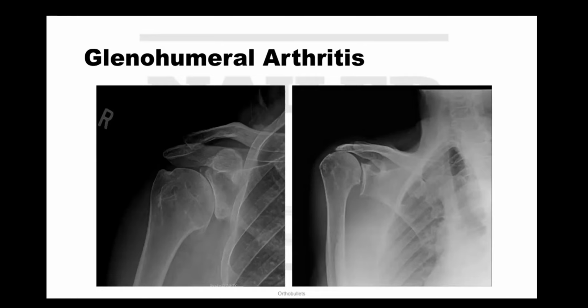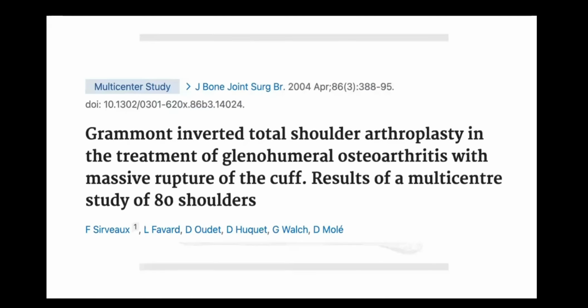Great. Yeah, thank you for that background. So with all that being said, we'll get into our first article. This is the Grammont inverted total shoulder arthroplasty: treatment for glenohumeral osteoarthritis with massive rupture of the cuff.